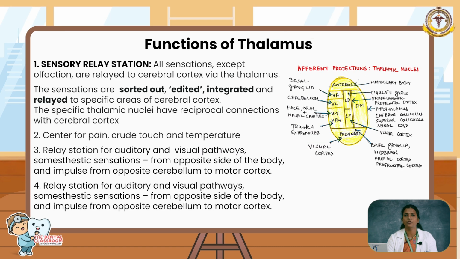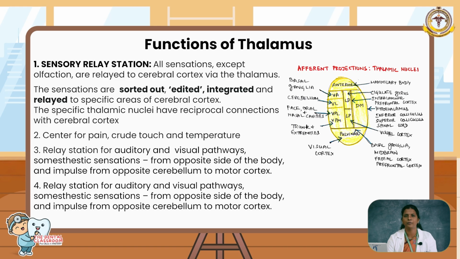So what are the functions of the thalamus? The thalamus is a relay station. As I told you, it is the gateway for the cerebral cortex. Anything that has to go into the house has to cross the gate. In the same way for the thalamus, without crossing the thalamus, no sensation reaches the cerebral cortex, except one sensation, olfaction, which does not cross via the thalamus and goes straight to the cerebral cortex.